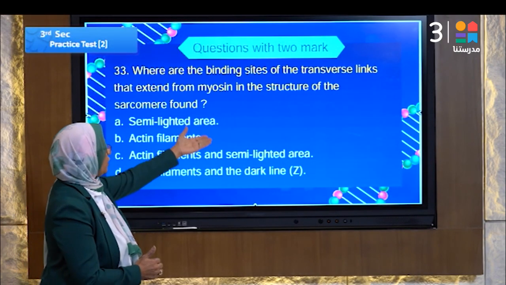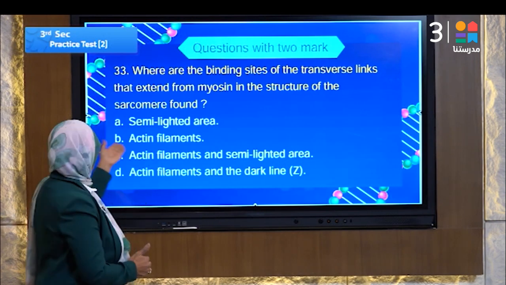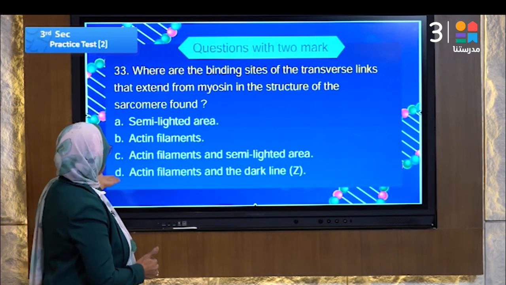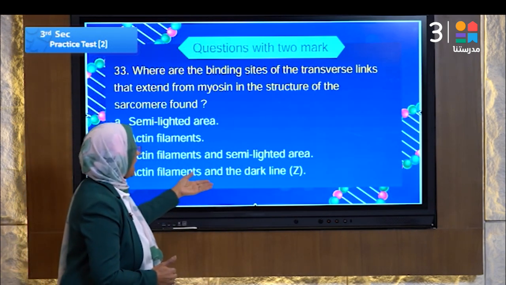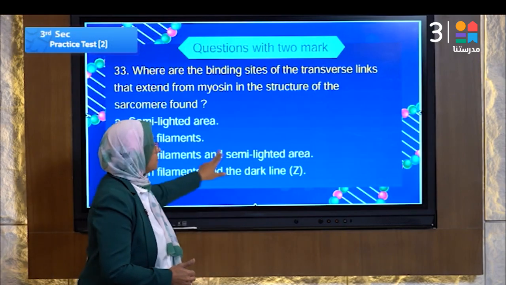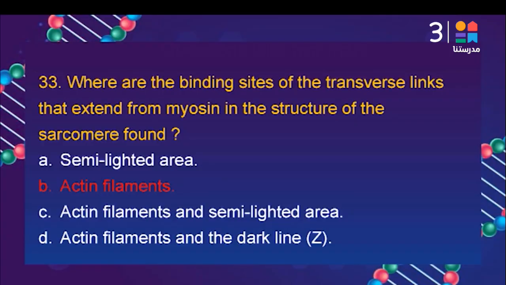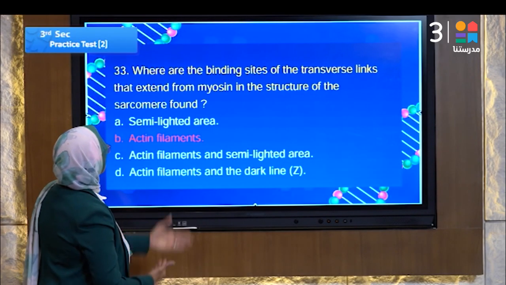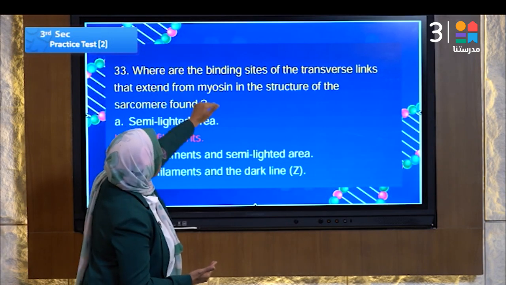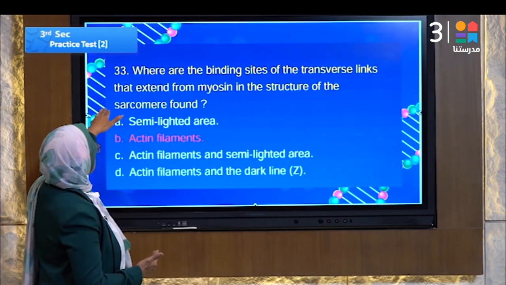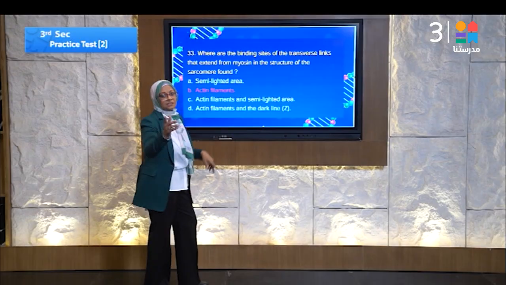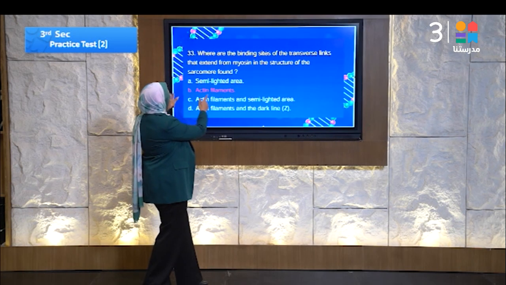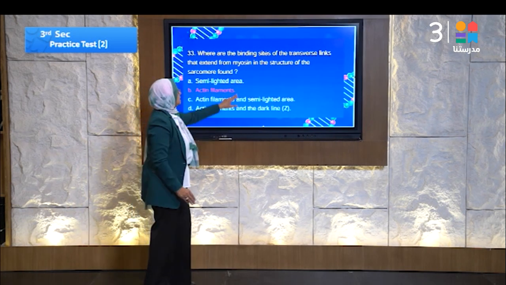A, stimulated area. B, actin filaments. C, actin filaments and stimulated area. D, actin filaments and the dark line Z. Let's go to the answer. The answer is actin filaments. So we must read the question again because many are confused. Where are the binding sites of the transverse bridges that extend from myosin in the structure of the sarcomere found? Yes, the answer is number B, actin filaments.